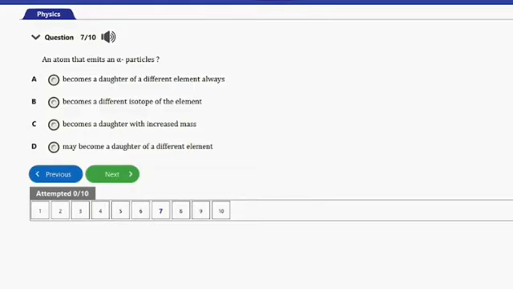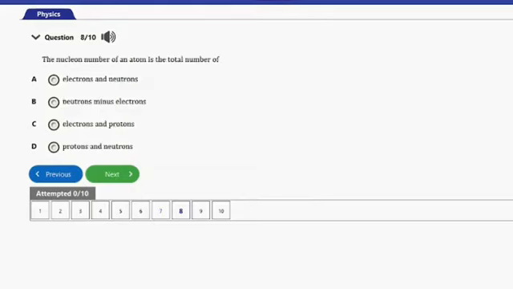Let's go ahead and consider the next question. So the next question we have here is question number 8. It says the nucleon number of an atom is the total number of A, electrons and neutrons, B, neutrons minus electrons, C, electrons and protons, D, protons and neutrons. So guys, the answer to this question is option A here, electrons and neutrons.